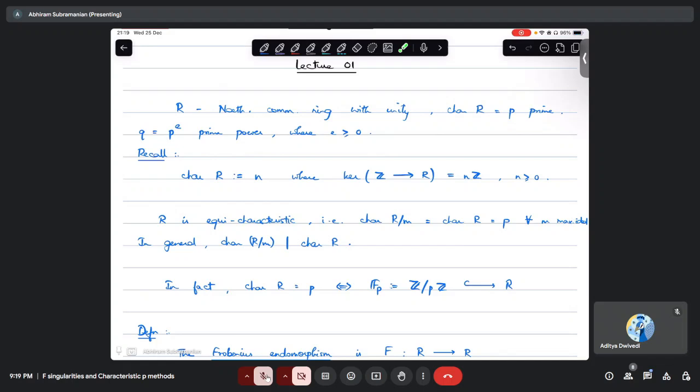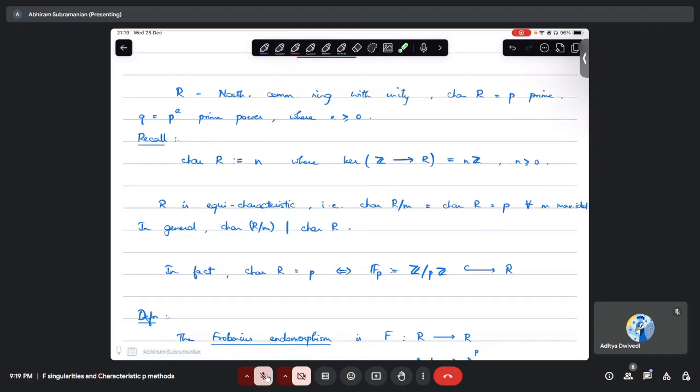I have one question. Yeah. My question is, can the characteristic of R mod m be zero for a ring R? It could be zero, yes, but we are not looking for those types of rings. That is fine. In general you wrote that characteristic of R mod m divides characteristic of R. So if it is zero, it does not make sense. So I think if characteristic of R mod m is greater than zero.